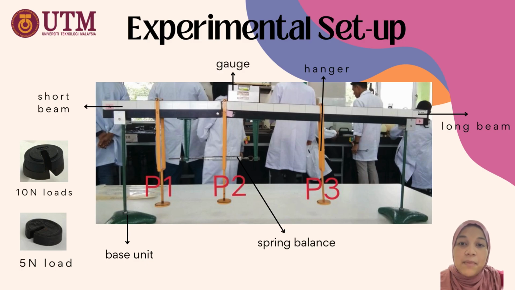This is the experimental setup for the bending moment experiment. The apparatus are: base unit, spring balance, 10 Newton loads, 5 Newton load, long beam, short beam, 3 hangers, and gauge.